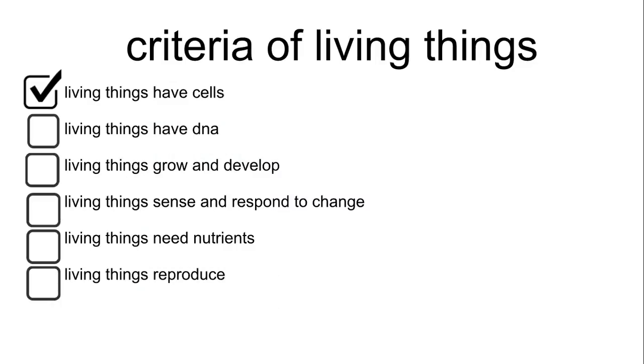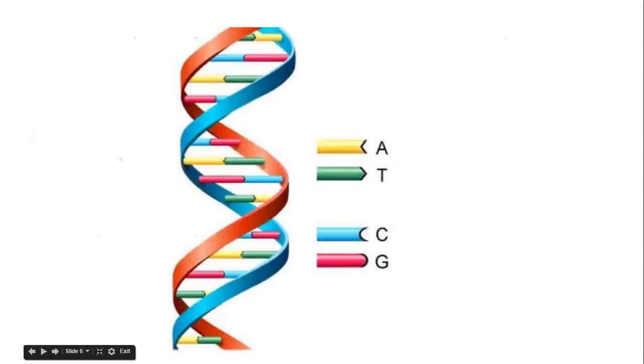Now, let's go on to the next criteria. Living things have DNA. DNA is deoxyribonucleic acid, which is the coding that tells a cell how to make proteins. DNA is found in all sorts of cells, so anything that has a cell is almost guaranteed to have DNA.